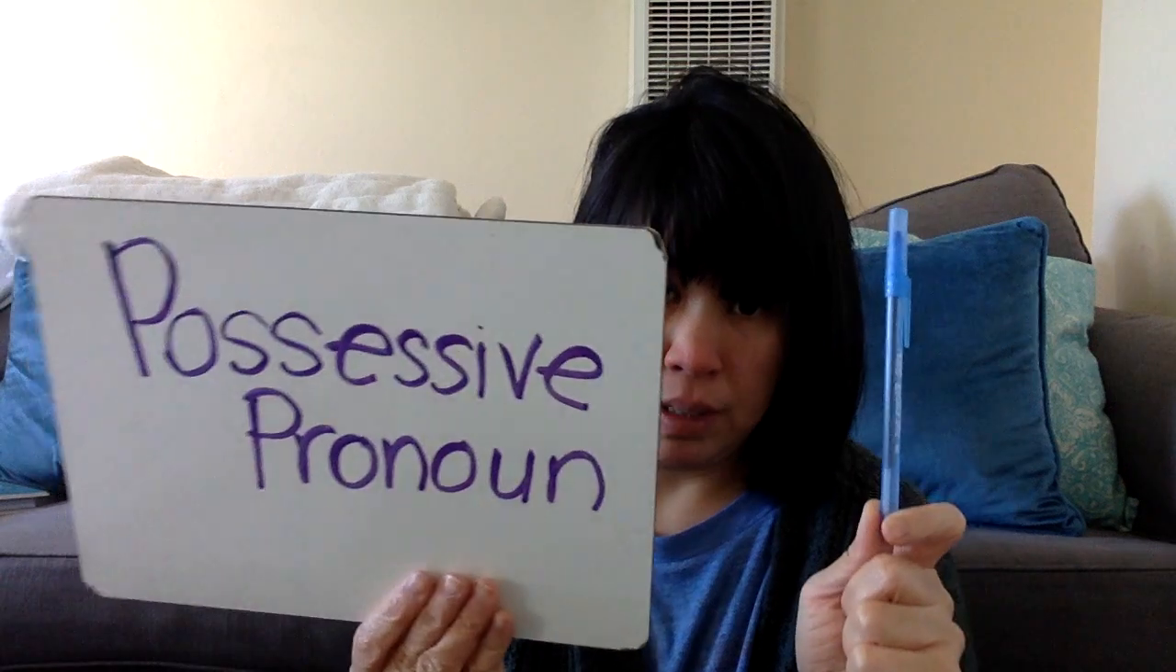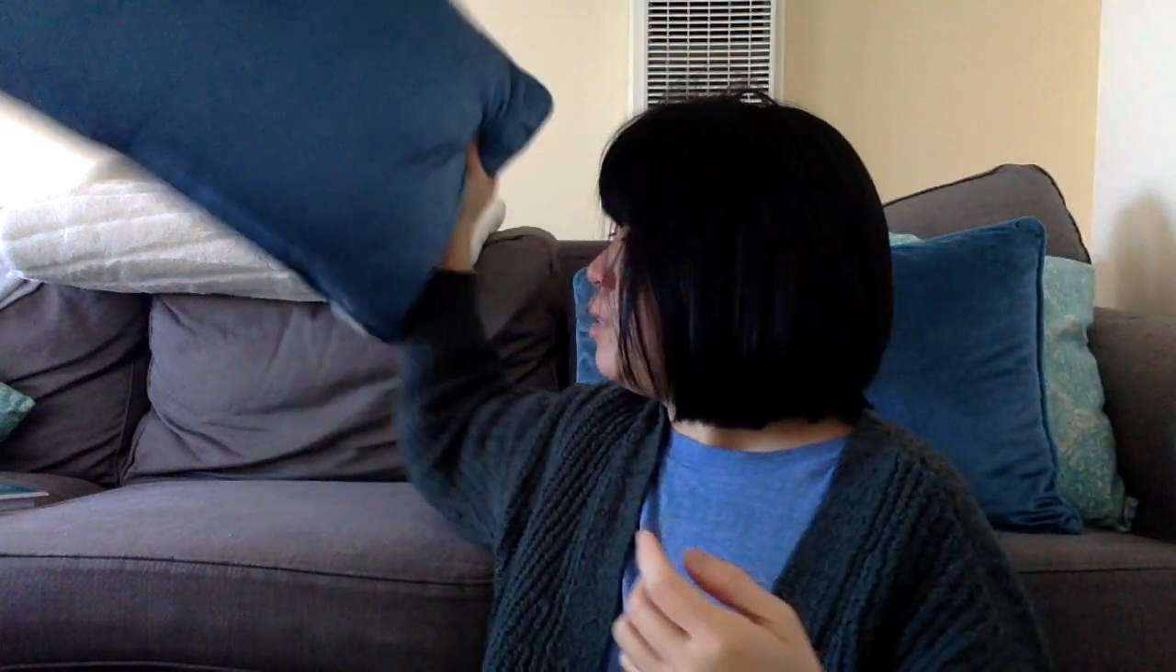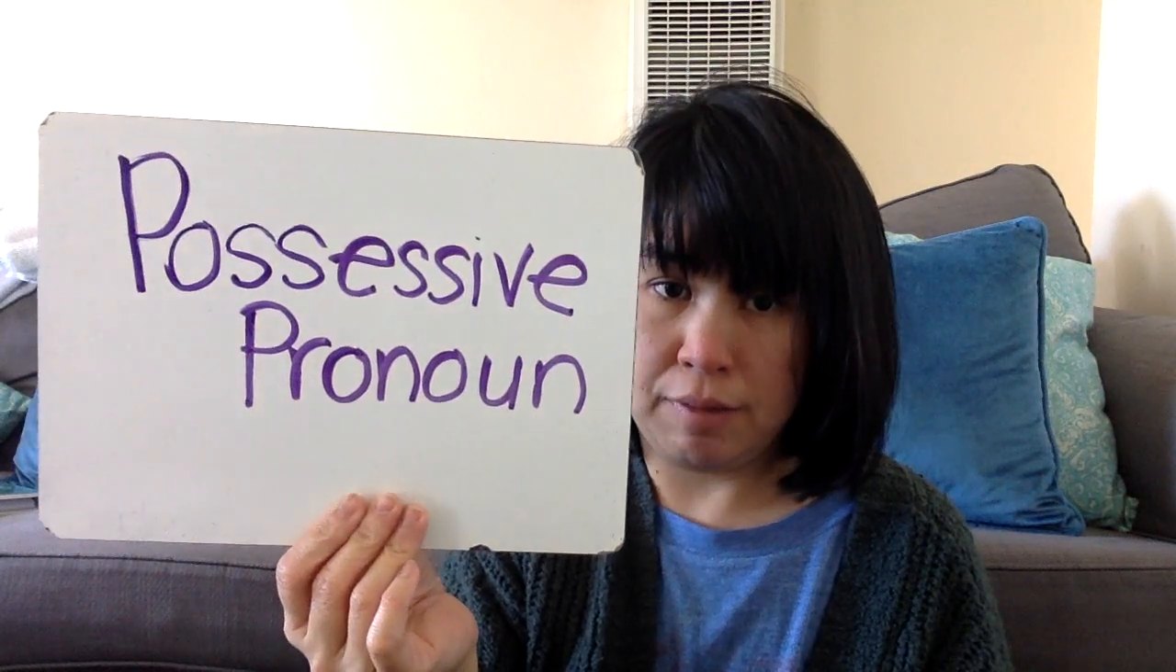So if I was talking about this pen, I would say this is my pen. And the word my is a possessive pronoun. If I was talking about this pillow, and it belongs to my friend Victoria, I would say it is her pillow. Her is the possessive pronoun.